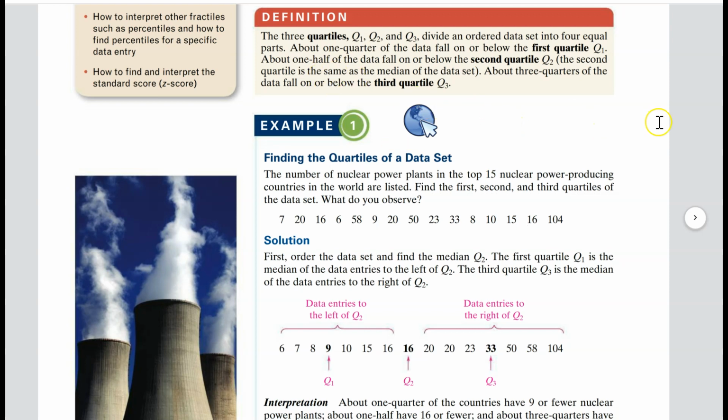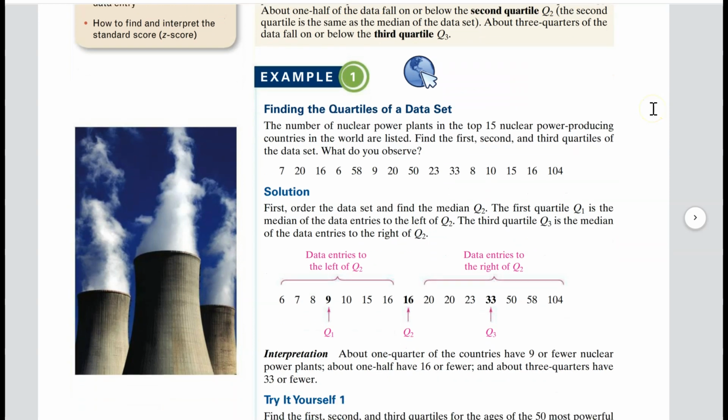A quartile divides the data set into four parts, 4 quarters. Like 4 quarters make $1, right? To do that, you need 3 different numbers, so that the first quarter will be below Q1. The second quarter will be between Q1 and Q2. The third quarter will be between Q2 and Q3. The fourth quarter will be after Q3. So those 3 quartiles, Q1, Q2, Q3, divide an ordered data set into 4 equal parts.